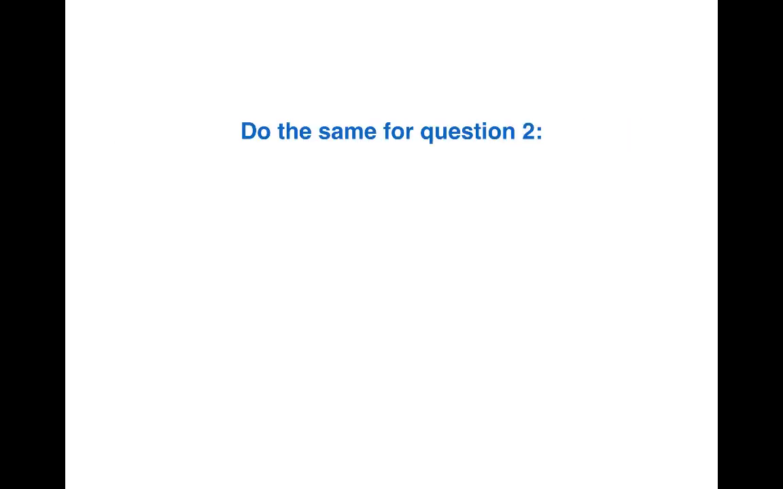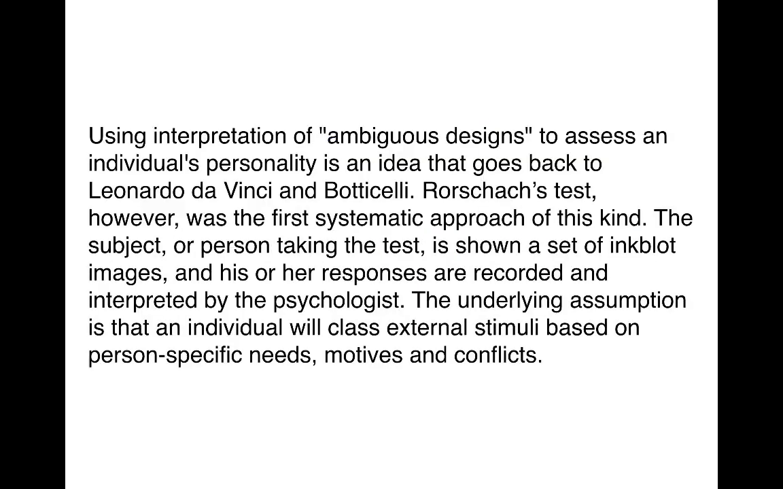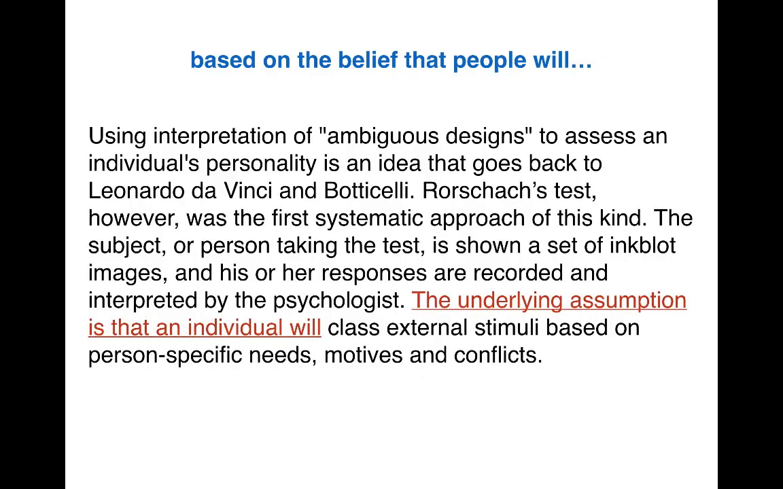So then let's do the same thing for question 2. Look at the question, underline a few keywords. The test is based on the belief that people will. So what's this test based on? What belief? Then we go to the passage, and in this paragraph we will find based on the belief that people will. It's right near the bottom here. You would read this at normal speed. I'm just going a bit more quickly. The underlying assumption is, that assumption is the belief.